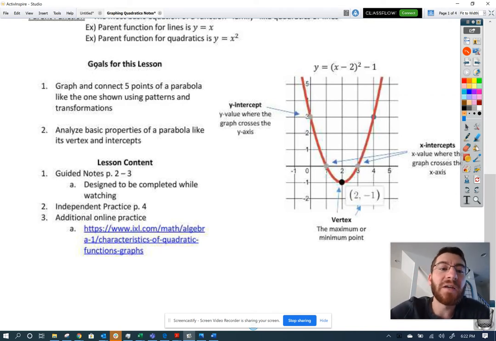Okay, here we go. Here are our goals for this lesson. We're going to graph and connect 5 points of a parabola like the one shown using patterns and transformations. And then we're going to analyze basic properties of a parabola like its vertex and intercepts.